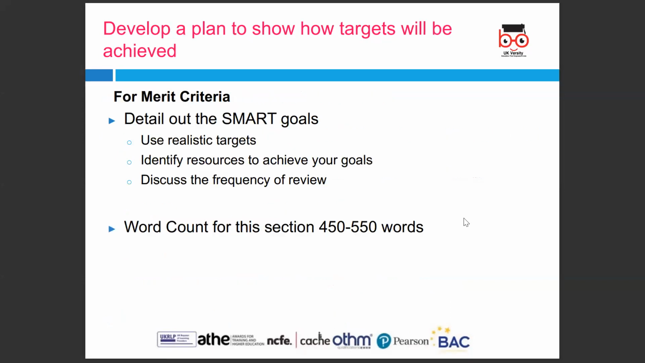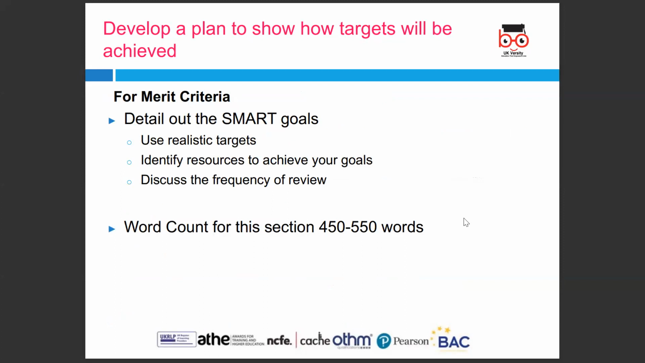So, to develop a plan to show how targets will be achieved, here you would look at the merit criteria. If you want to gain a merit criteria, you would need to detail out the SMART goals. So you would look at using realistic targets.